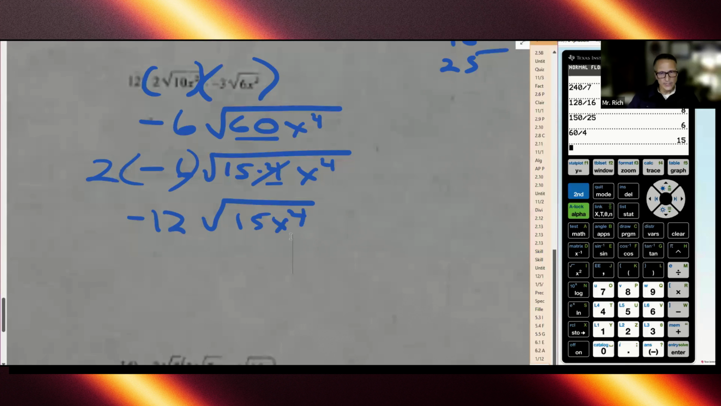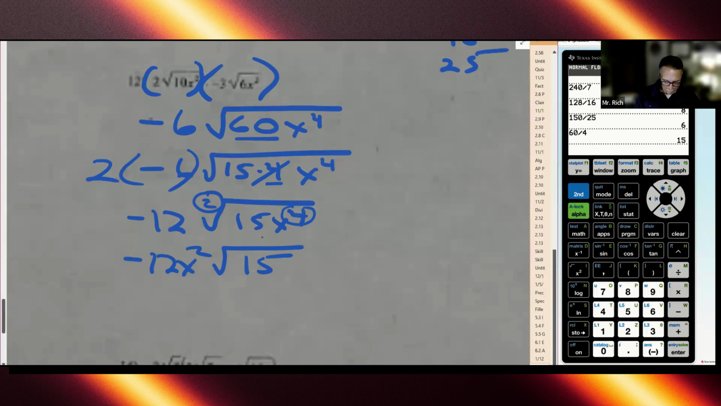And now what I can do is take the square root of x to the fourth. How do I do the square root of x to the fourth? Well, I am going to divide this index into the exponent. This is the easiest way to do radicals where the variable has an exponent. How many times does 2 divide into 4? It goes in twice. So that means I get to pull an x squared out. And when I divide 2 into 4, there's no remainder, therefore there's no x's left. And so my final answer becomes -12x squared times the square root of 15.